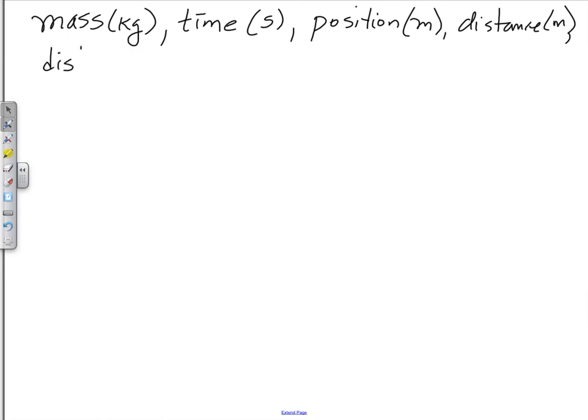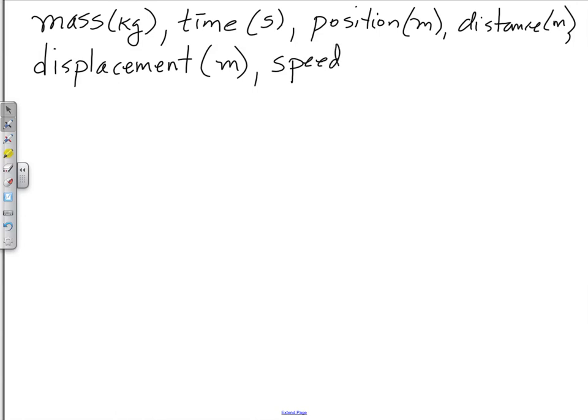We've also talked about displacement, which is a vector, which is also described in terms of meters and direction. So, yes, we've talked about speed, which is just a magnitude. It is in terms of meters over a second. We've talked about velocity.